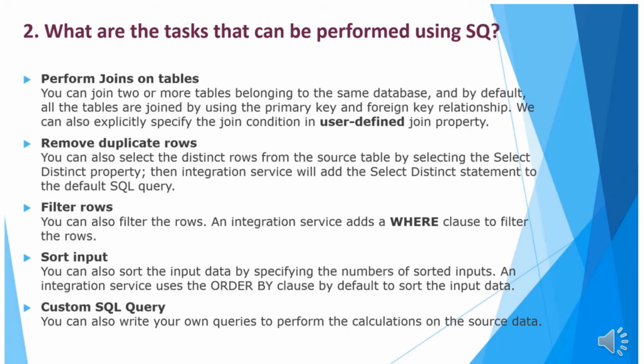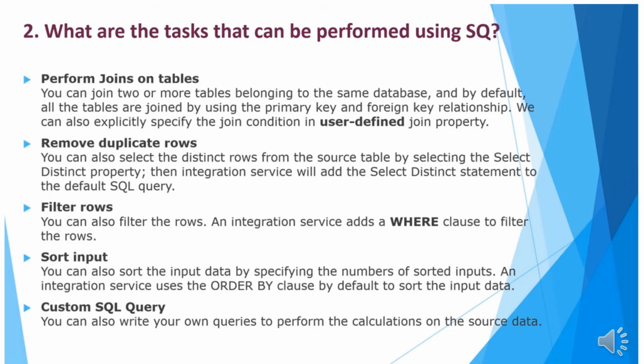Second one is, we can use it to remove the duplicates. You can also select the distinct rows from the source table by using the select distinct property. Then the integration service will add the select distinct statement to the default SQL query. The third usage is, you can filter the rows. An integration service adds a where clause to filter the rows.